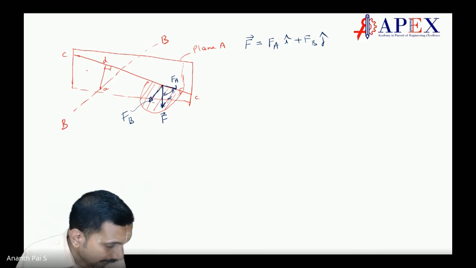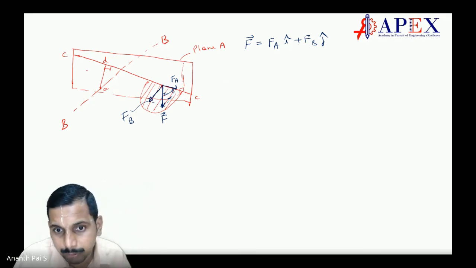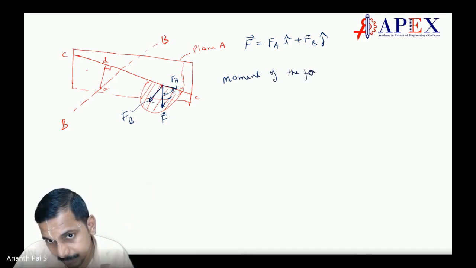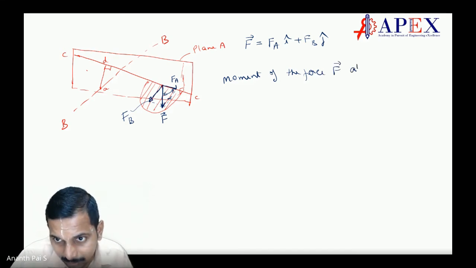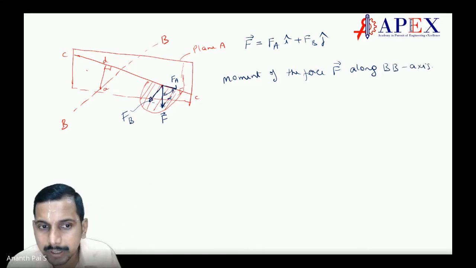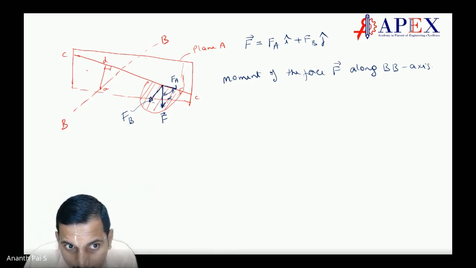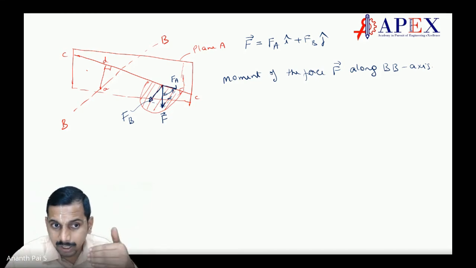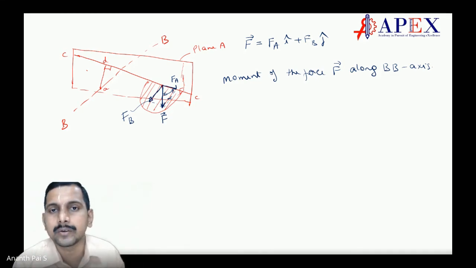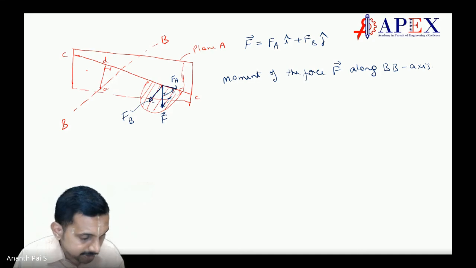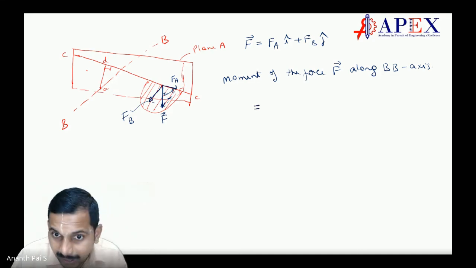So now if I have to take the moment of the force F along BB axis, what will I do? I will see what is perpendicular to that, what is that which causes the BB axis to rotate. That's what I will take into consideration. What causes BB axis to rotate? The one which causes BB axis to rotate is equal to FA into the distance D.